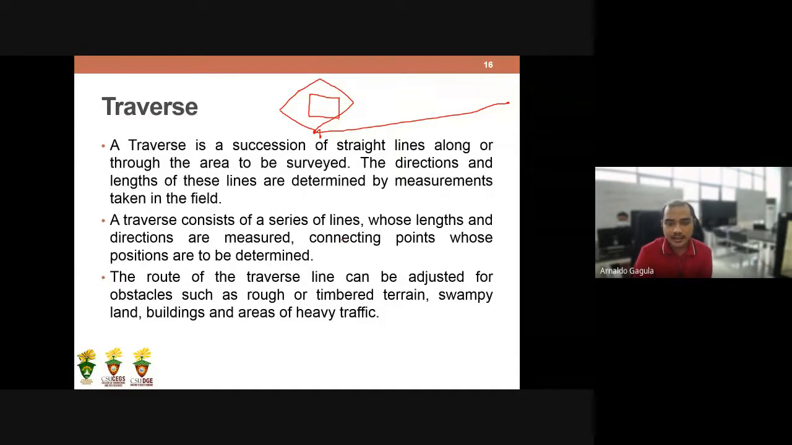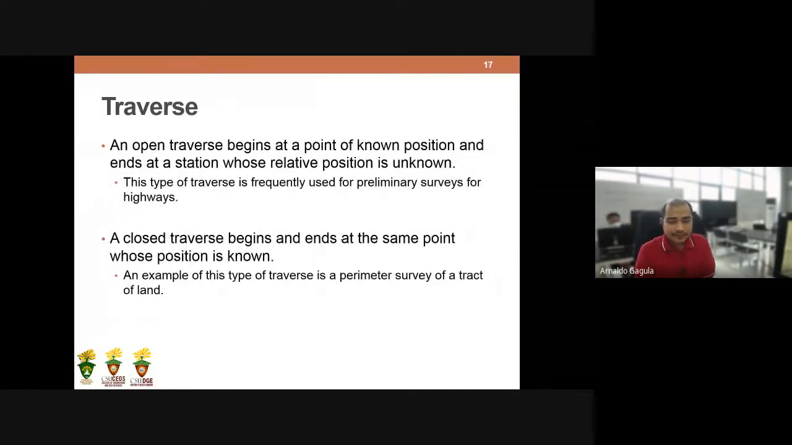So that is the concept behind the traverse. There are two kinds of traverse, which are open traverse and closed traverse. Open traverse begins at a point of known position and ends at a station whose relative position is unknown. Open traverse, kintahay, lagyo na kayo ang area, so para dili na kapoy mubalik sa isa ka area, or kintahay pila na ka kilometers ang inyong i-traverse, pwede na dili na ka mubalik sa known. So, pwede ka magpadagan og traverse padulong sa imong gusto padulngan.